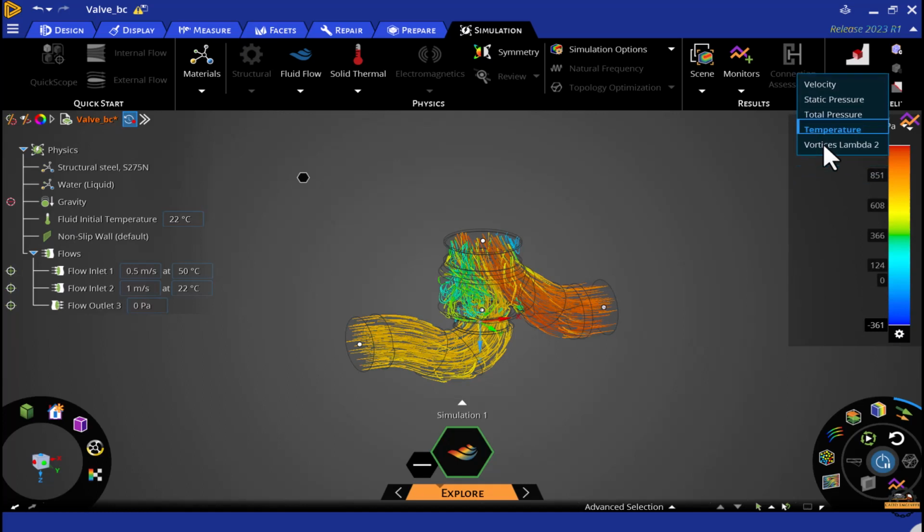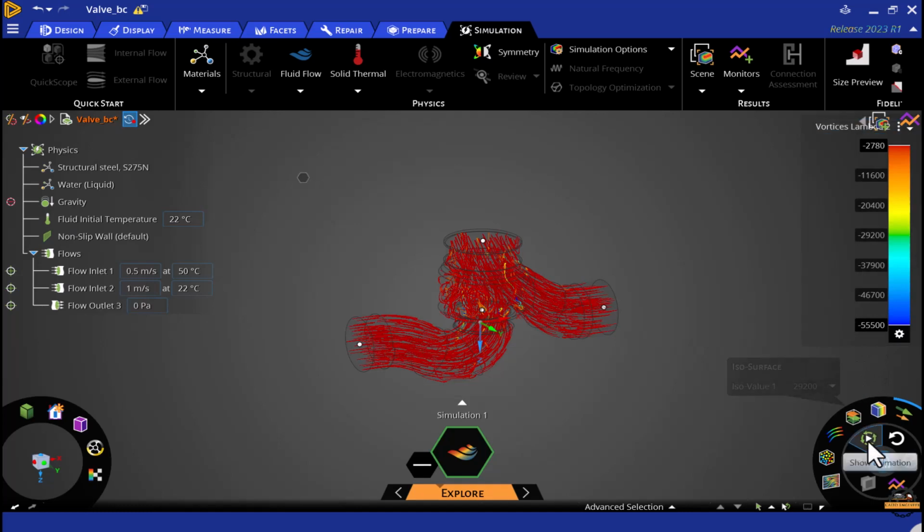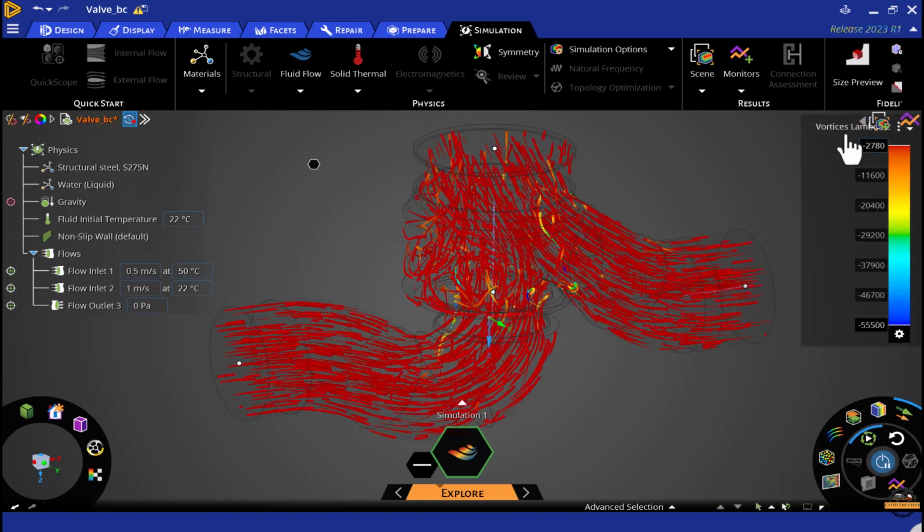We can also check temperature and vortices lambda. So these all things we can check, and we can also play the simulation and we can see the flow.